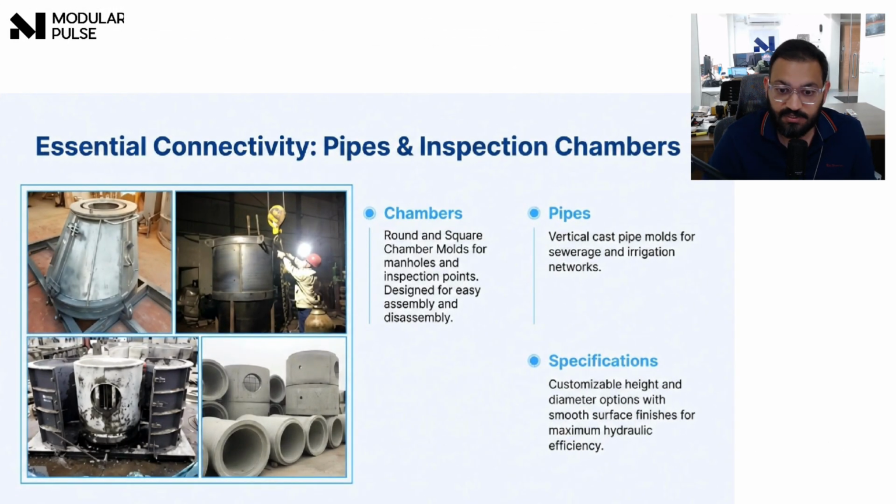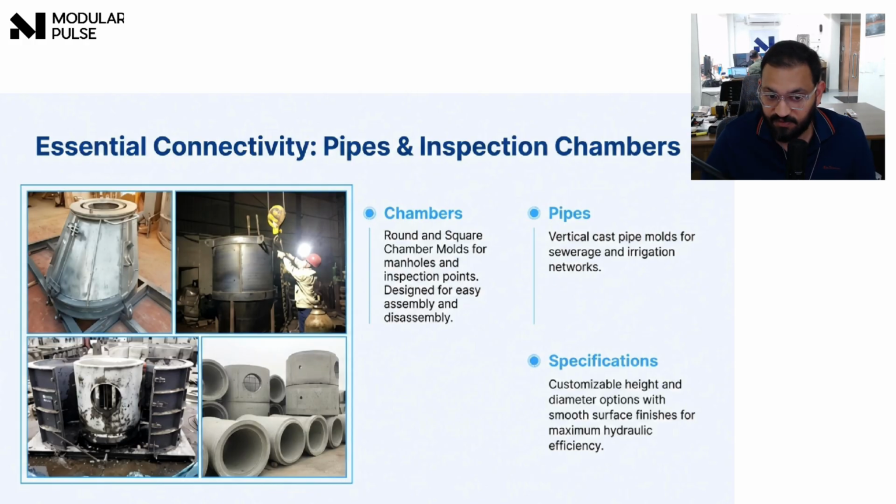Now let's talk about something that works silently underground, but without it, no city can function. Pipes and inspection chambers. These elements are the hidden network of infrastructure. If pipes are weak, misaligned, or leaking, the entire system fails. In precast production, pipes and chambers are cast in precision controlled molds.